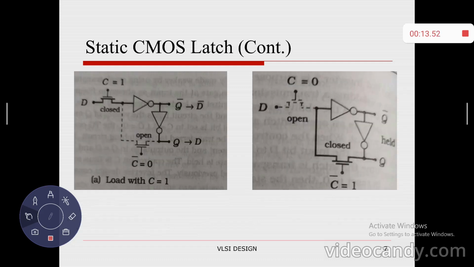This is the simple equivalent circuit with respect to control signal C equals 1 and C equals 0. If C equals 1, as I said, transistor T1 is on and T2 is open, so the loading operation is performed. If C equals 0, T1 is disconnected and T2 is on, so the hold operation is performed.